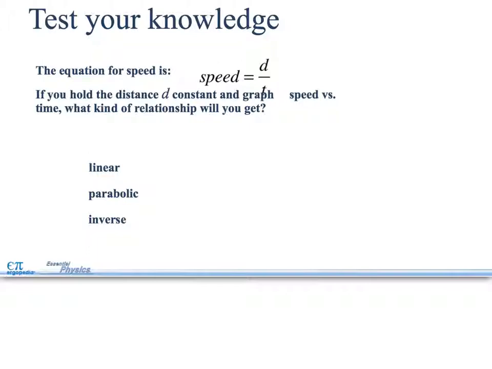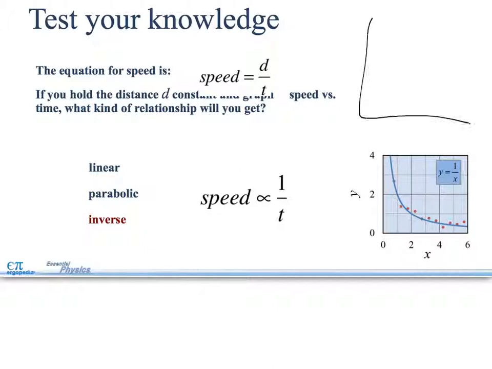The equation for speed is distance over time. If you hold the distance constant and graph speed versus time, what kind of relationship will you get? Linear, parabolic, or inverse? So we're looking for what it would look like if you hold the distance constant, so you have velocity and time, or no, distance and time, sorry. What would it be? It would be inverse. You see how the graph goes like this? It goes down and around because of the 1 over the time. You're keeping the distance at 1, and as time increases, the graph looks like this.